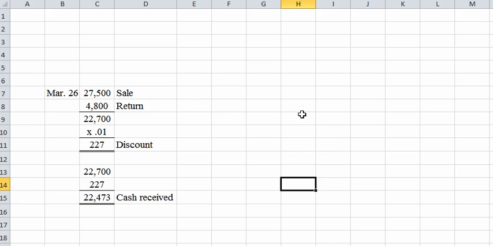Let's go back over what we did here. The sale was for $27,500. We subtracted out the return, multiplied by 1% to get the amount of the discount. Then we subtracted that from the $22,700 to get cash received. So we're going to debit cash for $22,473.